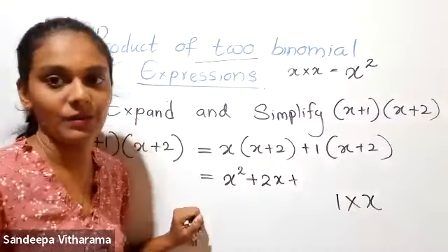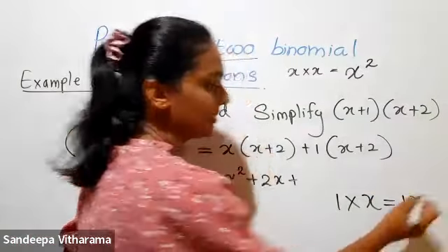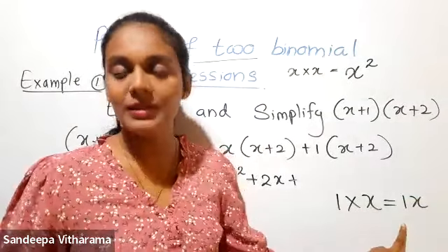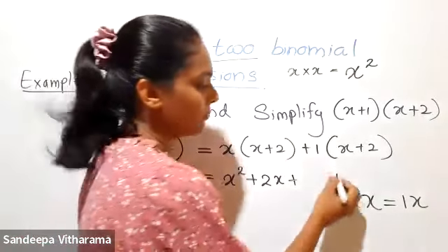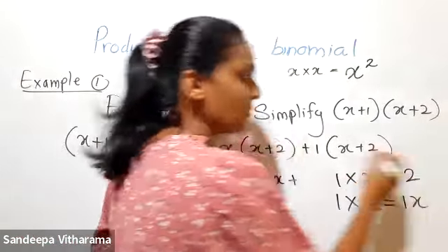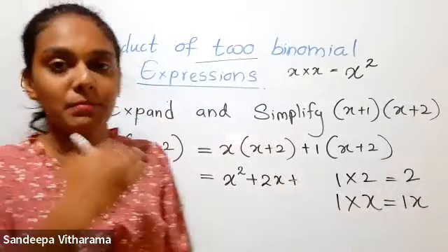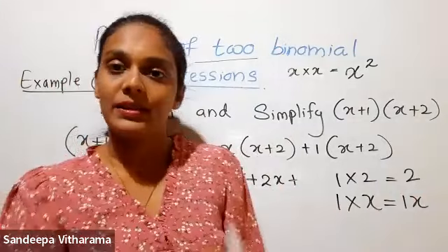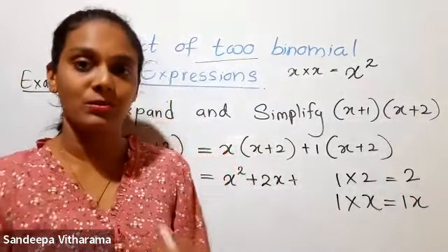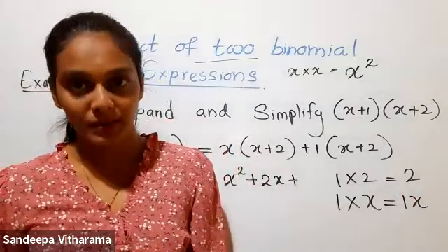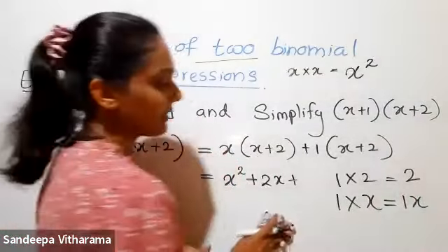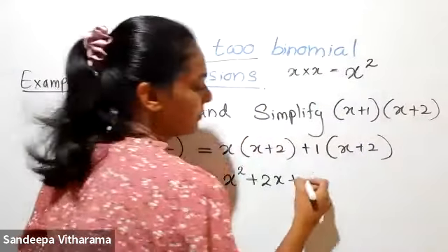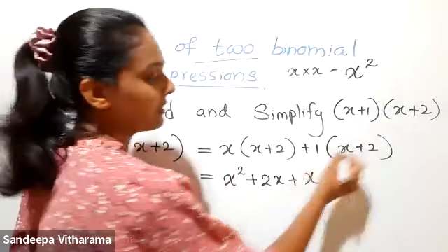Here too a similar thing happens. 1 into x is written as 1x. I have seen many children write it like this. That is not wrong, but there is no need to write this. What is the reason? Now you may think 1 into 2, it is 2. When you multiply something by 1, the output is the same thing itself. So what we get here is x.